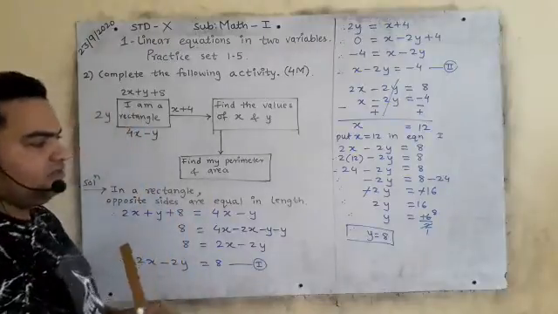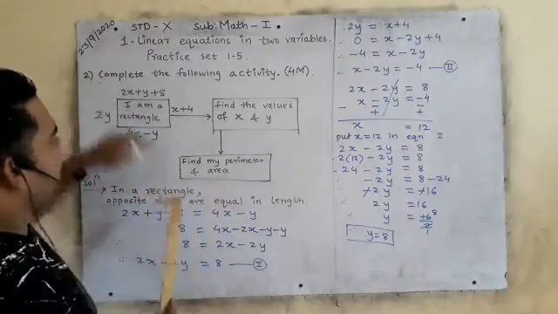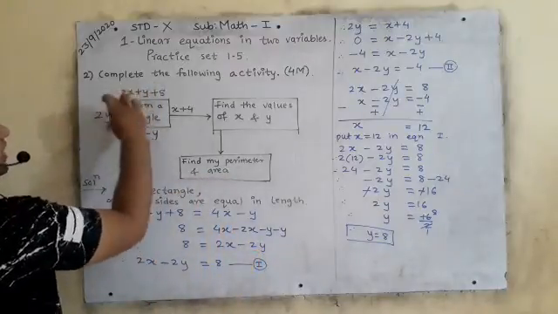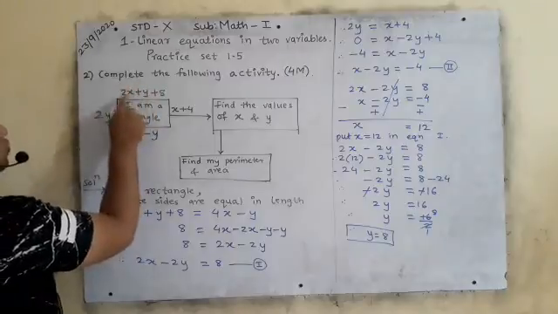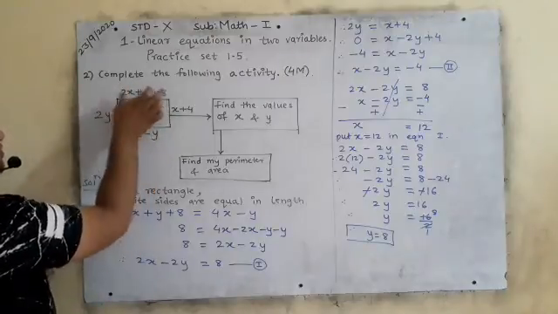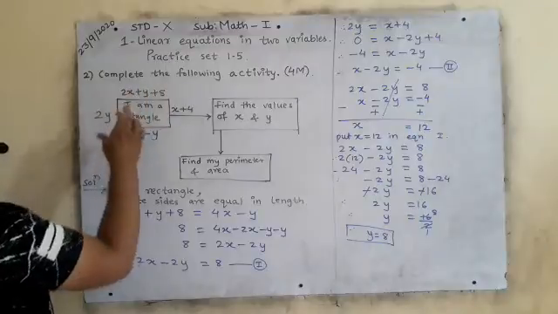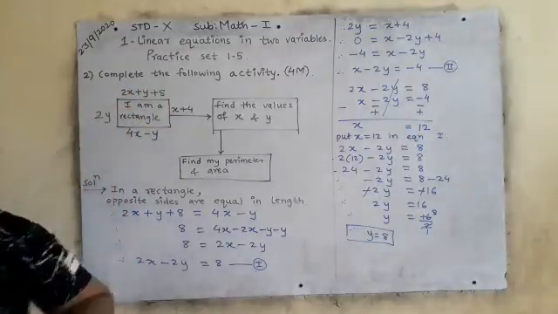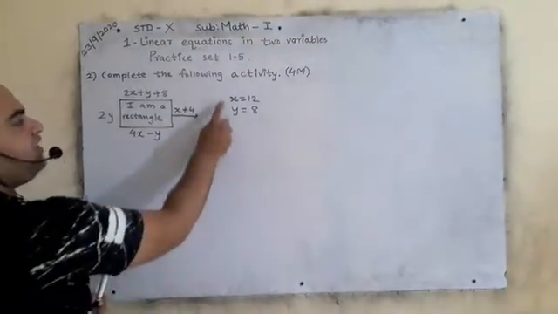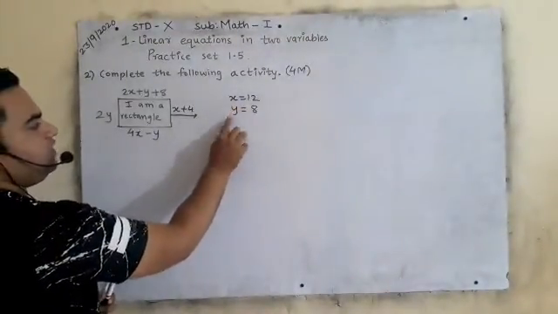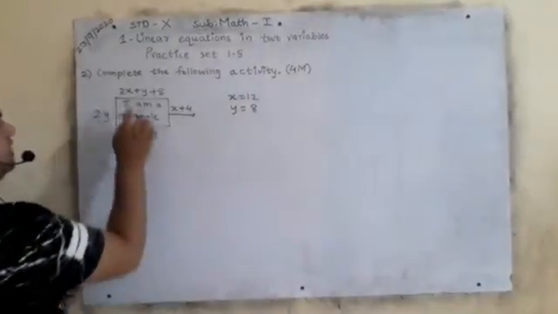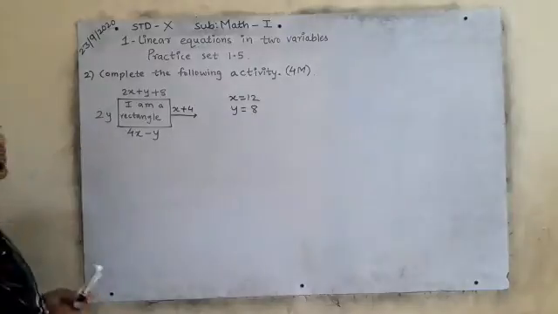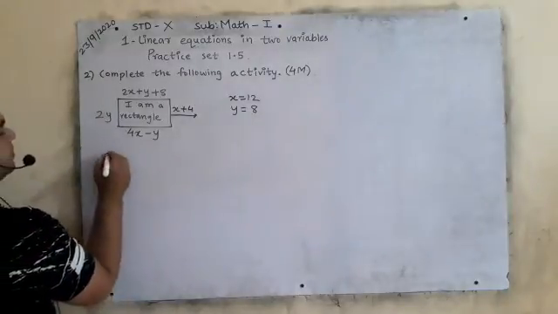Okay, so now we have to find the length. To find the perimeter and area, we should find the length and breadth. So we will find out the length of the rectangle. We will also find out the breadth of the rectangle. Now, after finding x equal to 12 and y equal to 8, we will first find out the length of the rectangle and the breadth of the rectangle. Please look at the board.